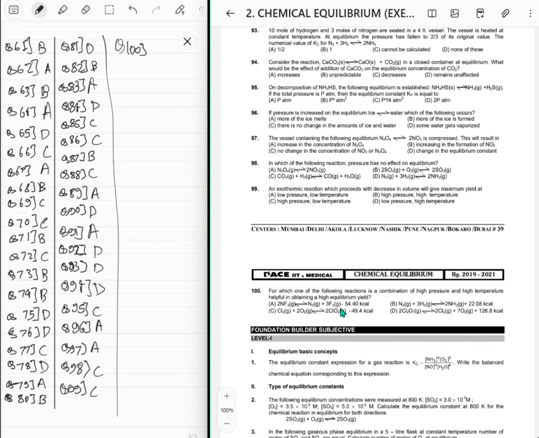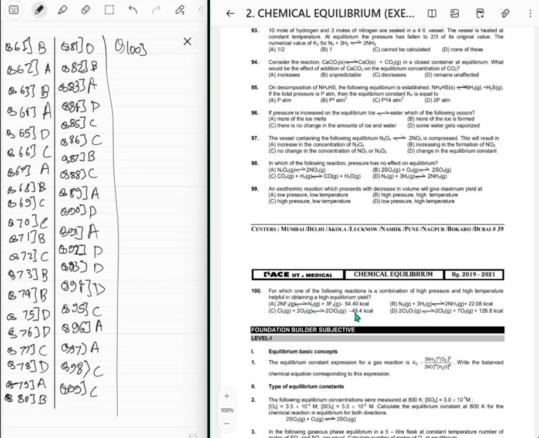So these are not delta H values. This gives off that much energy, something like that. So it's negative delta H, I think. First of all, you want high pressure to give high yield, and that means this works. A works, okay. C also works. B works, yes, and D doesn't work.